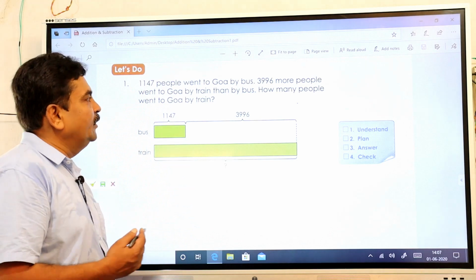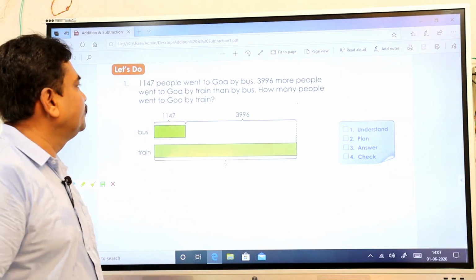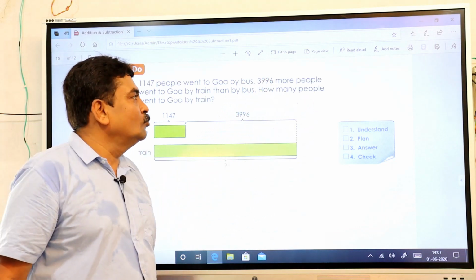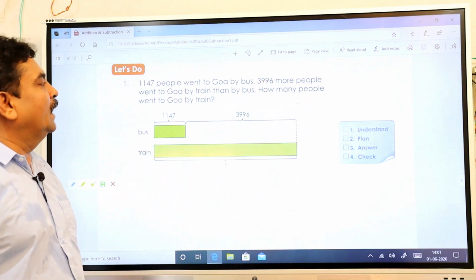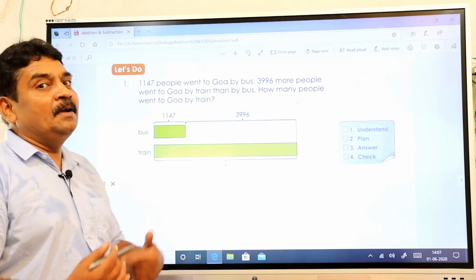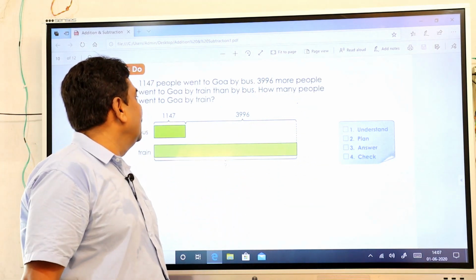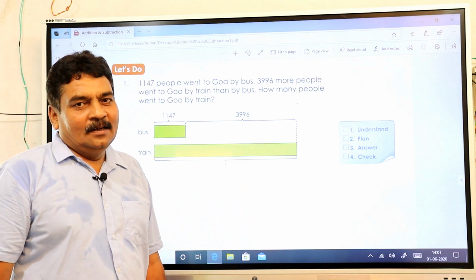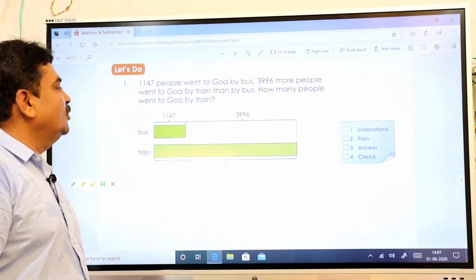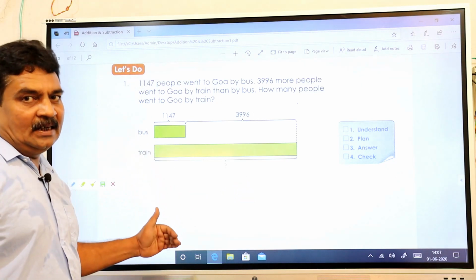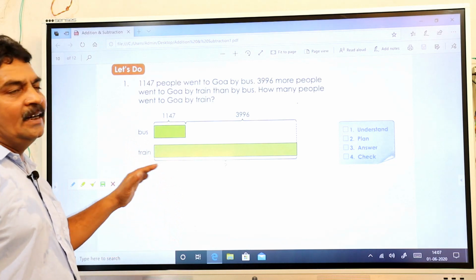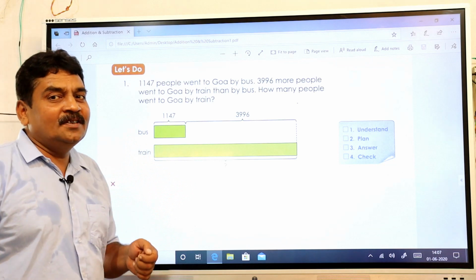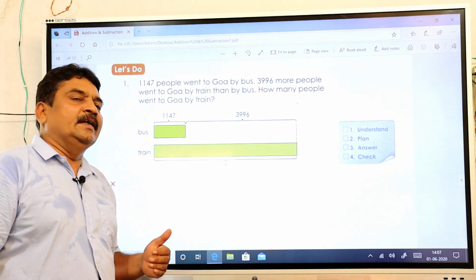1,147 people went to Goa by bus. 3,996 more people went to Goa by train than by bus. How many people went to Goa by train? So here you just try to understand. I'll write it down, rub it and do it again. Please pause the video and copy it.